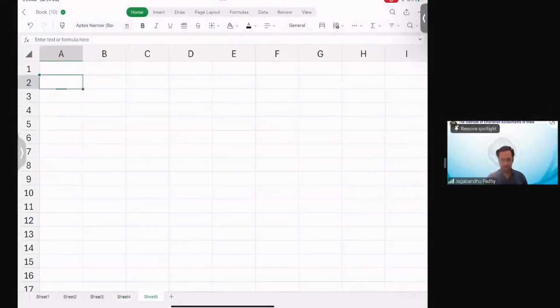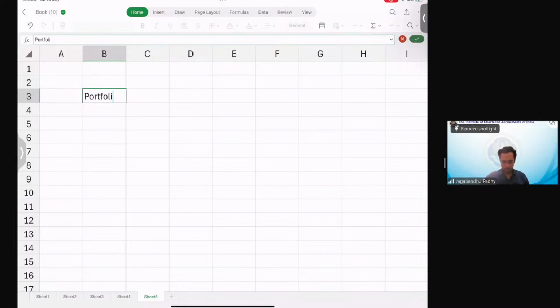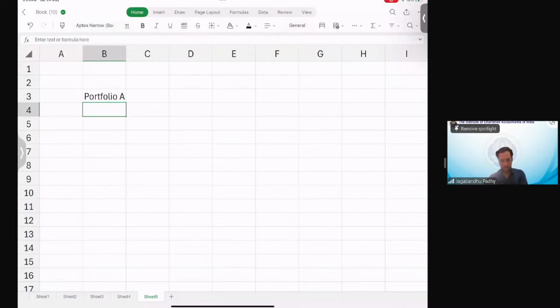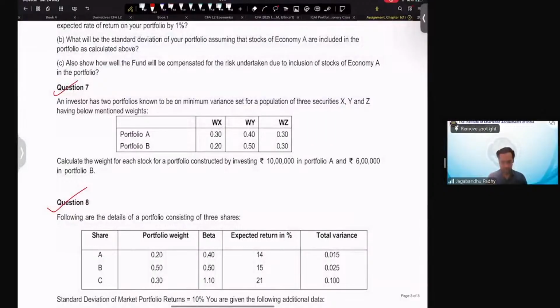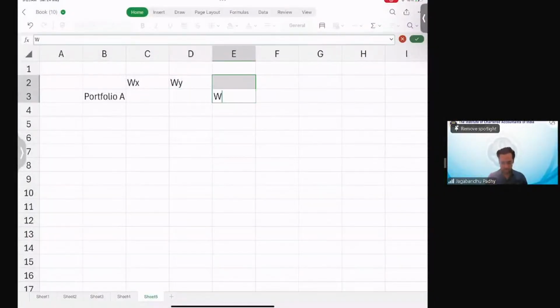So we have portfolio A. Portfolio A is having the weightage of X, weightage of Y, weightage of Z.